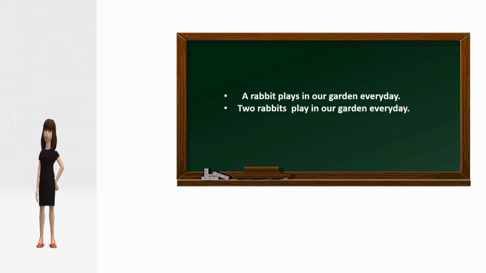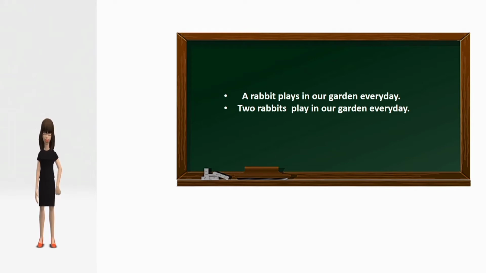Let's see some sentences. A rabbit plays in our garden every day. Two rabbits play in our garden every day. Notice how the verb changes in these sentences. In the first sentence, the subject, a rabbit, is singular and occurs with the verb plays. In the second sentence, the subject, two rabbits, is plural and is used with the verb play.